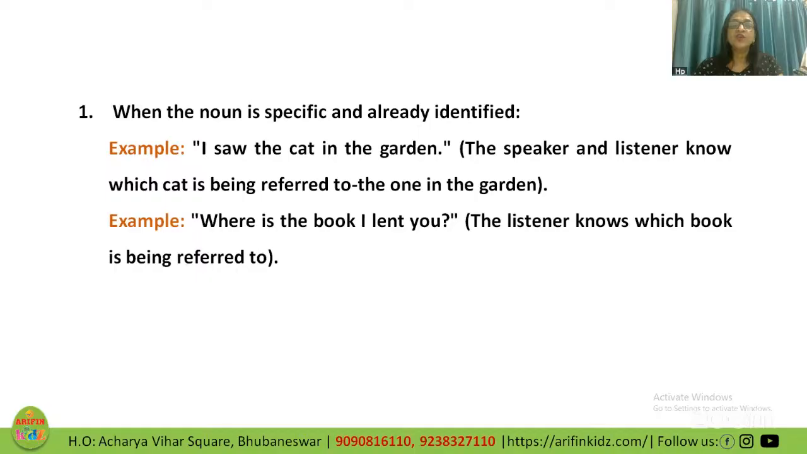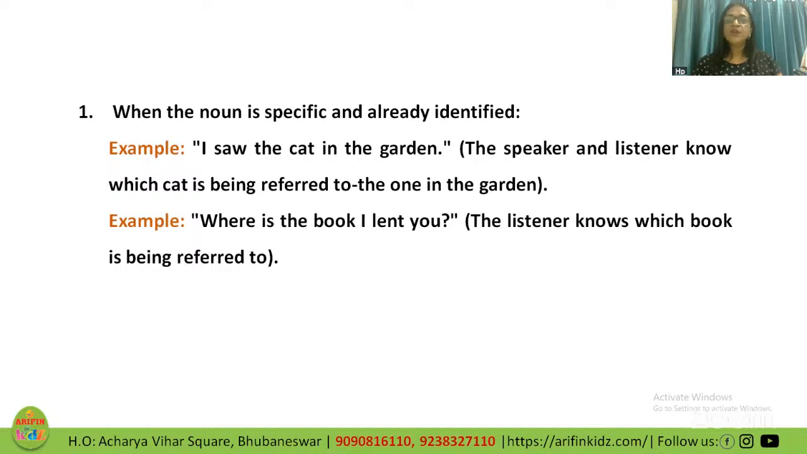If I say, "I saw a cat in the garden," that means a cat which is not known to you and me, I just saw one. But when I say "I saw the cat," it means that particular cat in the garden that you know and I know. Both speaker and listener know which cat we are referring to.